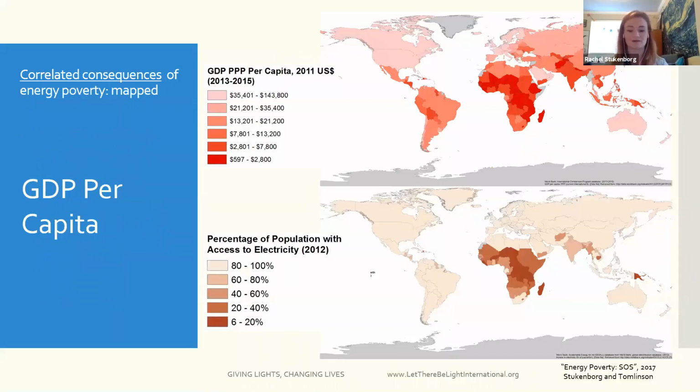Furthermore, energy poverty can impact GDP per capita in many ways. The top map here is showing GDP PPP per capita on a country scale, or gross domestic product, purchasing power parity per capita. In other words, this is the average annual worth of everything produced in a country divided by its total population, and then adjusted to the purchasing power of the 2011 US dollar, so that everything is on a comparable scale across the world. And as shown in comparing these two maps, the lowest GDP PPP per capita are also the areas affected by energy poverty.